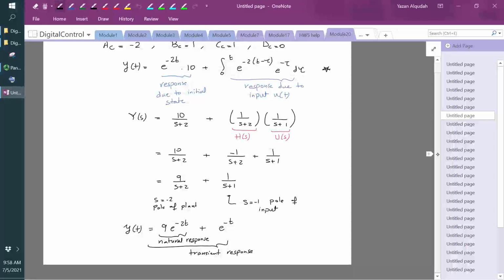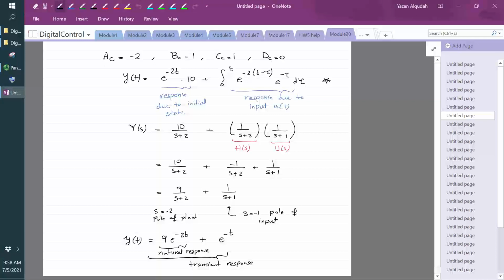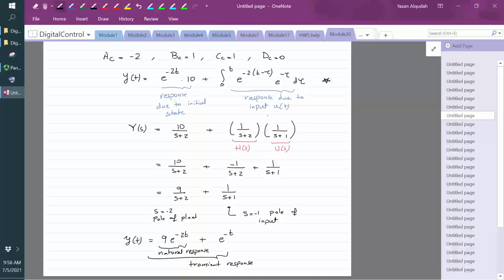So to do that, we know that A is negative 2, B is 1, C is 1, and D is 0. And using the expression that we just had in the previous slides, y of t is going to equal e to negative 2, which is the A, multiplied by t, multiplied by initial conditions. This is the 10, the x of 0, plus the integration from 0 to t, e to negative 2 times t minus tau, e to negative tau, d tau. This is the response that is due to initial condition. This is the response that is due to u of t.